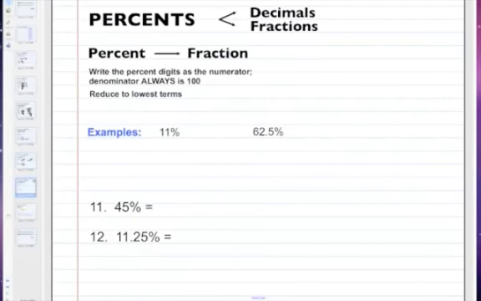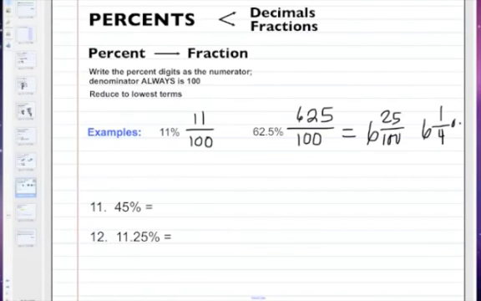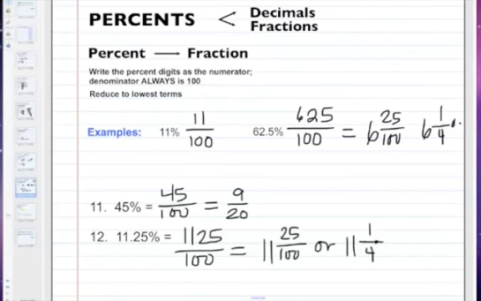If you want to change a percent to a fraction, you write the percent digits as the numerator of the fraction and always have the denominator be 100, then reduce to lowest terms. For example, 11% would simply be 11 hundredths. 11 hundredths is already in lowest terms, so I don't need to reduce. Now I want you to try problem number 11. Press play when you're ready to check your work.